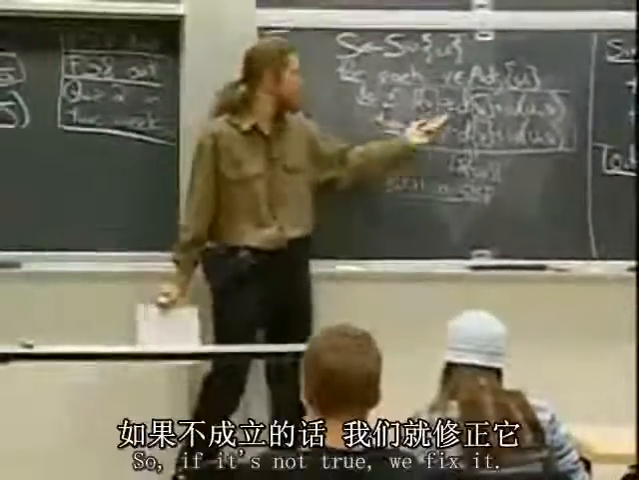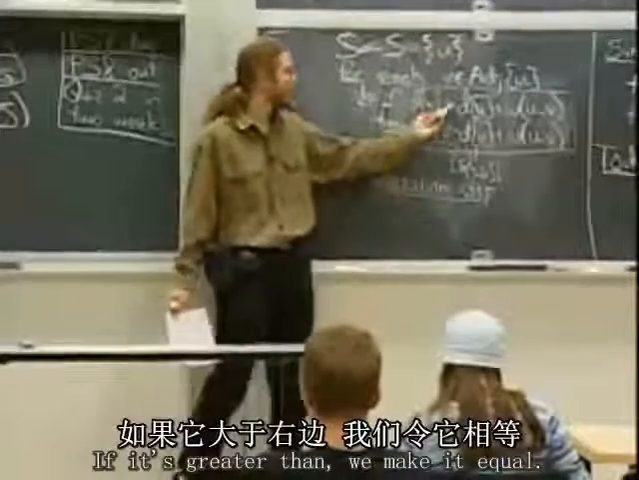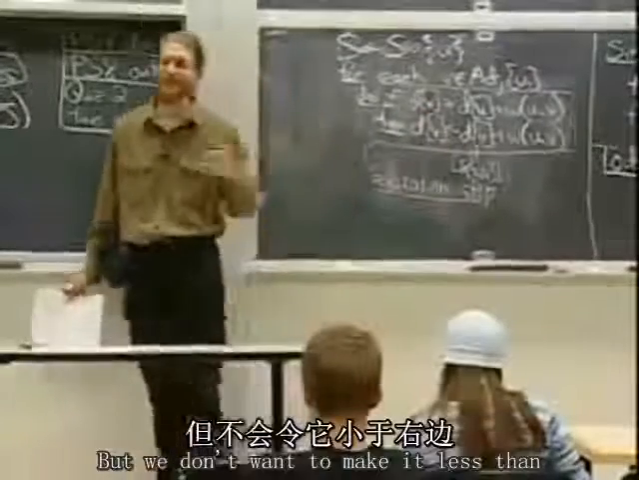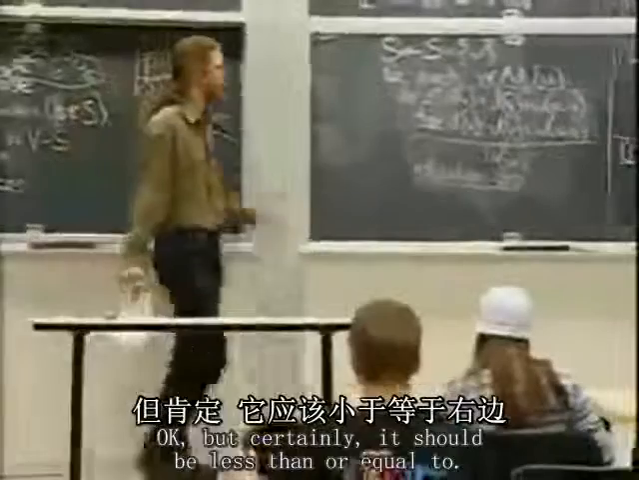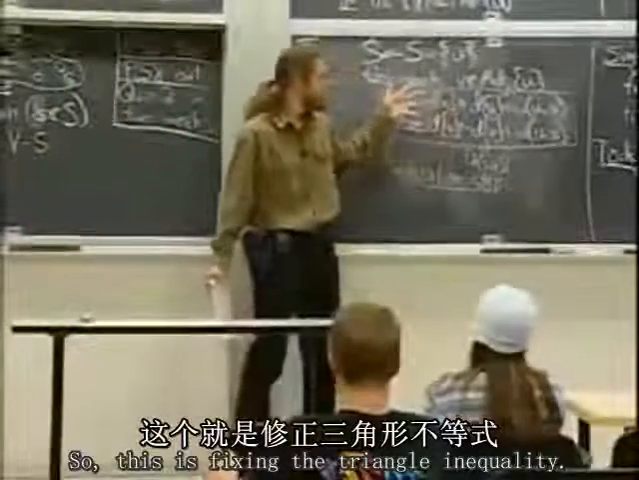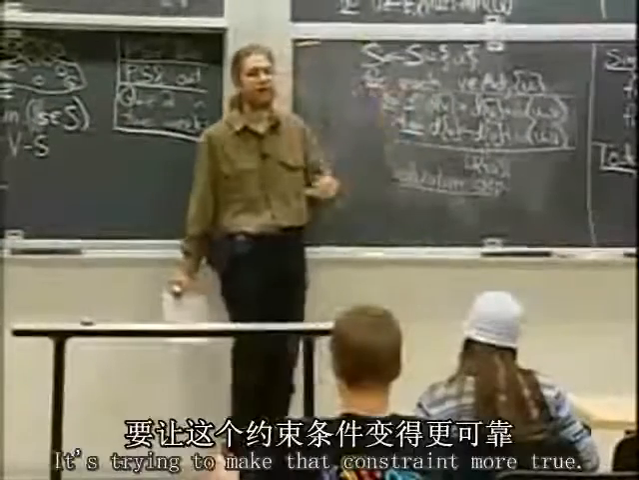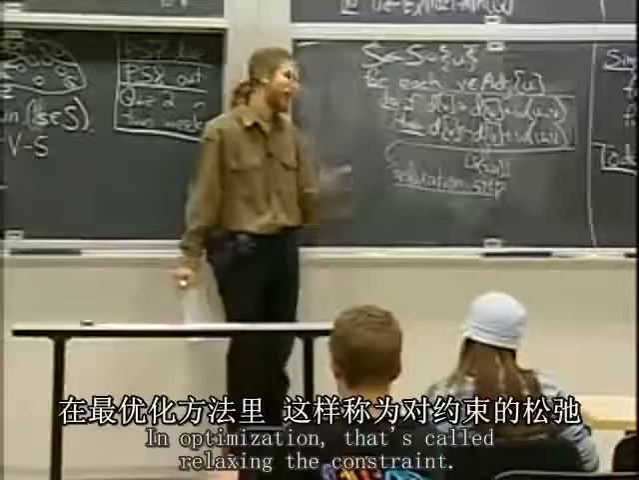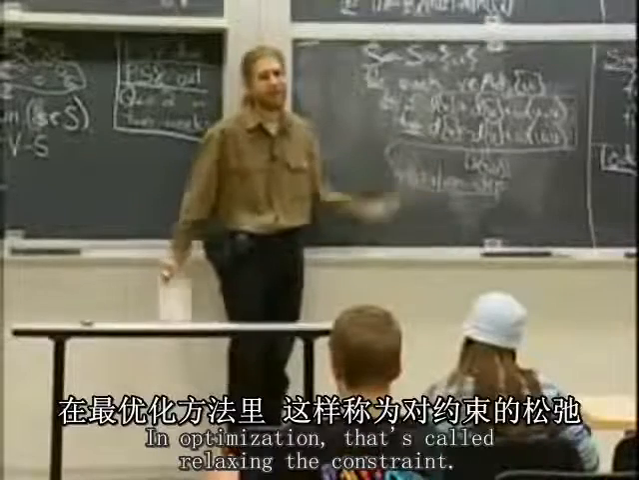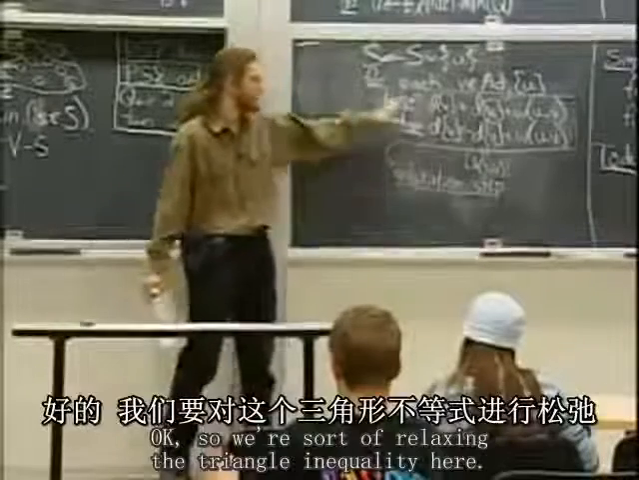So if it's not true, we fix it. If it's greater than, we make it equal. We don't want to make it less than, because that's not always true. But certainly it should be less than or equal to. So this is fixing the triangle inequality. It's trying to make that constraint more true. And in optimization, that's called relaxing the constraint. So we're relaxing the triangle inequality here.